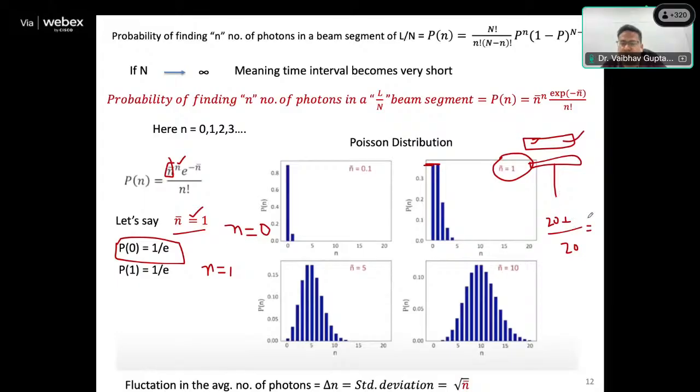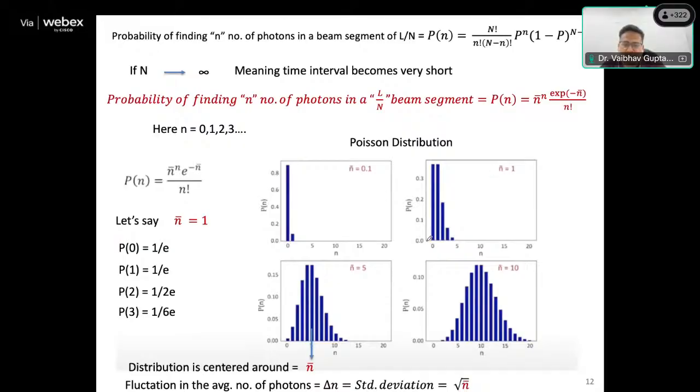So here 0 0 0, and then you can divide by 20, and the average comes out as 1, right? So that means the probability of finding 20 photons in this line segment will be very poor, or even to find 100 photons will be very low. Same you can also prove by putting here n bar is 1, take n equals to 20, and it will come out that this value will tend to 0.